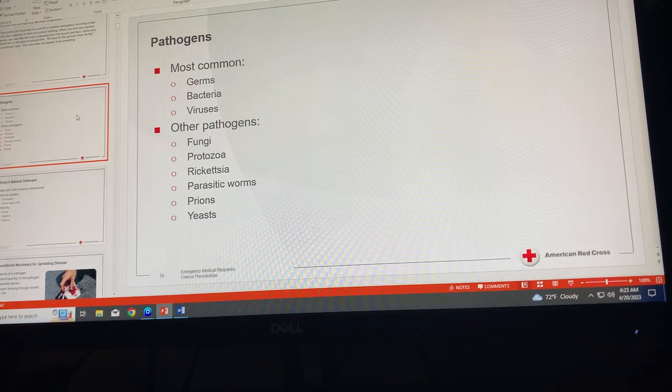Parasitic worms, okay? We'll have abdominal pain, anemia, lowered antibody response, respiratory and circulatory complications. Now we'll look at prions here. We'll have CJD, or mad cow disease, for example. And we'll have yeast, candidiasis, also known as thrush.